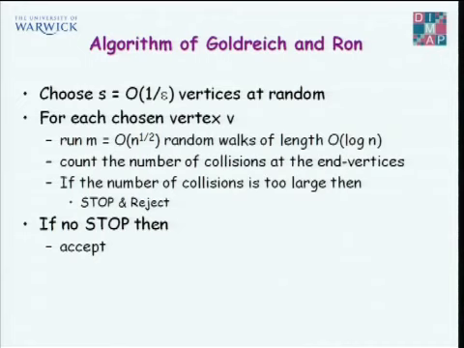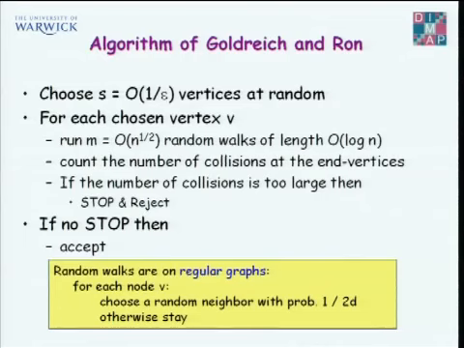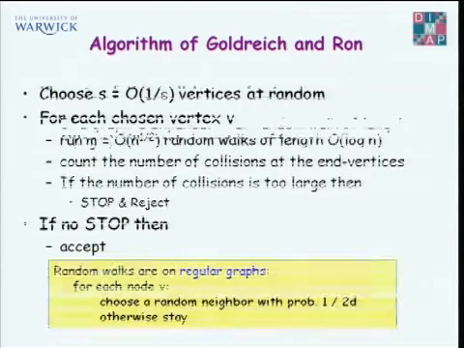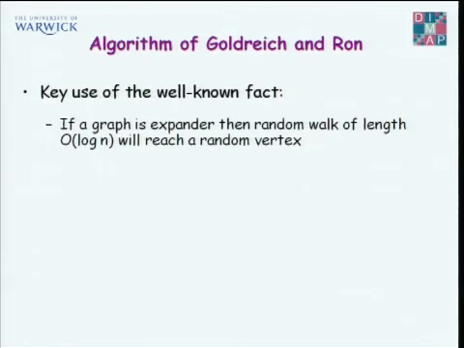And we are looking at how many collisions we'll have, for how many pairs of endpoints they will be the same. If this number is small, we'll accept the graph. If this number is big, we'll reject the graph. Now just to make sure, even if we are saying the graph is of maximum degree d, we'll always have these random walks on regular graphs. So lazy random walks, so we'll move to a neighbor with probability 1 over 2d.